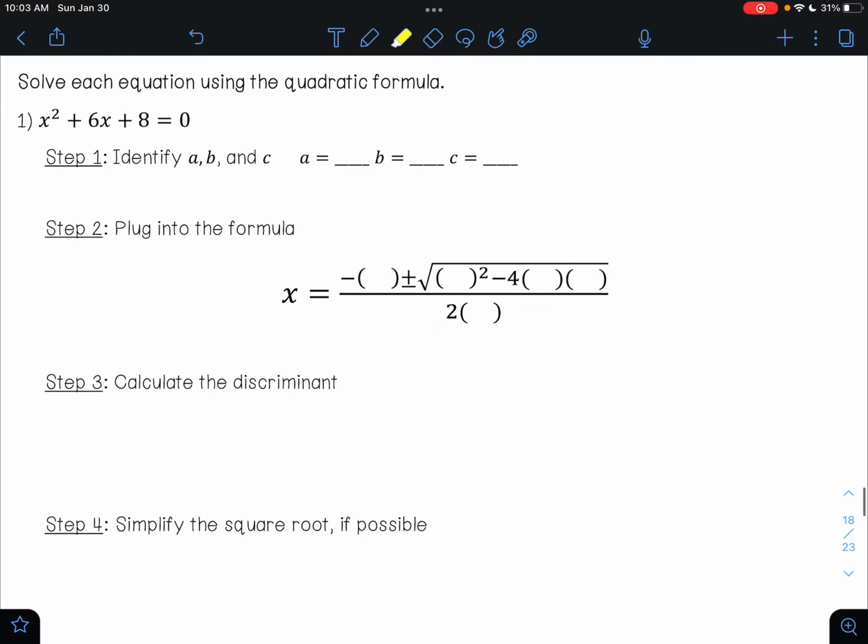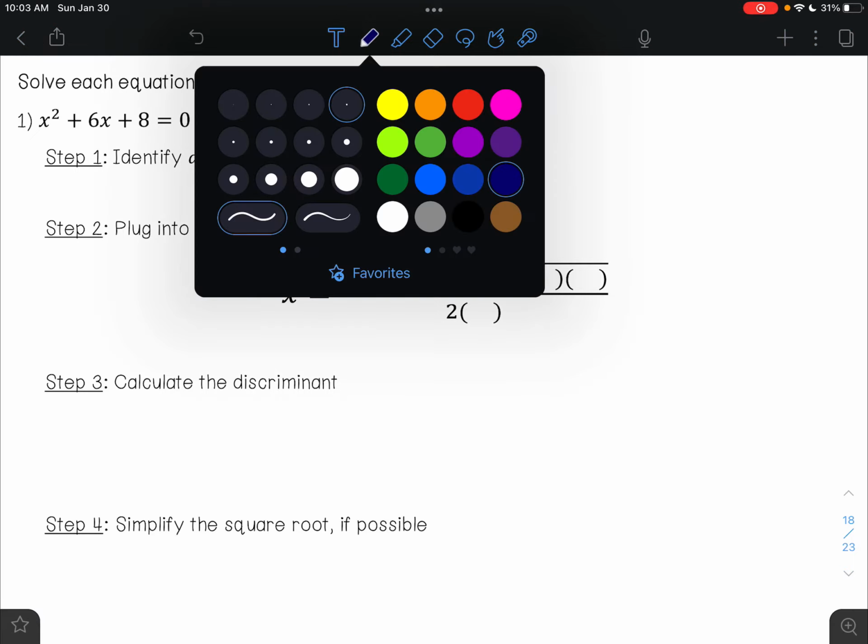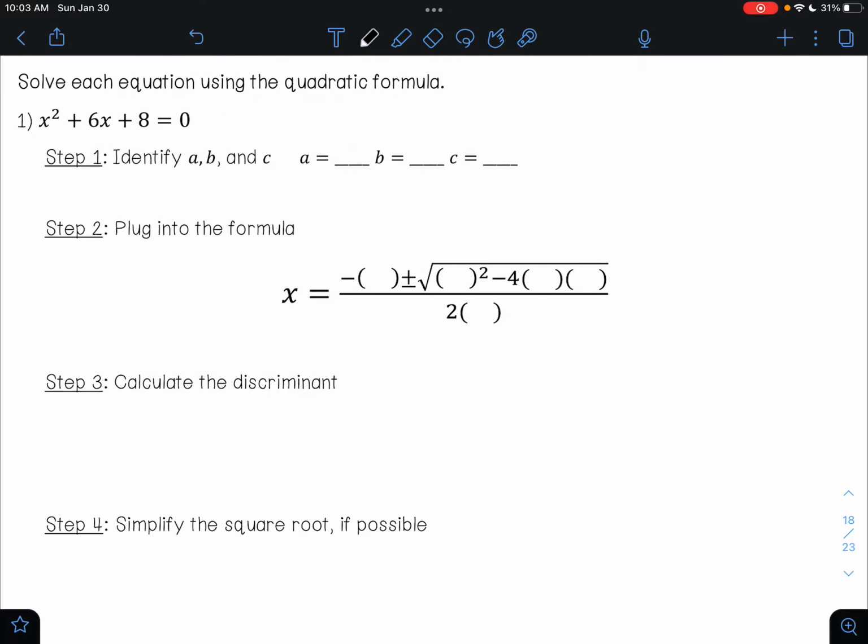Example 1 says solve each equation using the quadratic formula. On this one, we have x squared plus 6x plus 8 is equal to 0. This is in standard form, so we can go ahead and start with step 1. Step 1 is to identify A, B, and C. And again, those A, B, and C come from your quadratic formula.